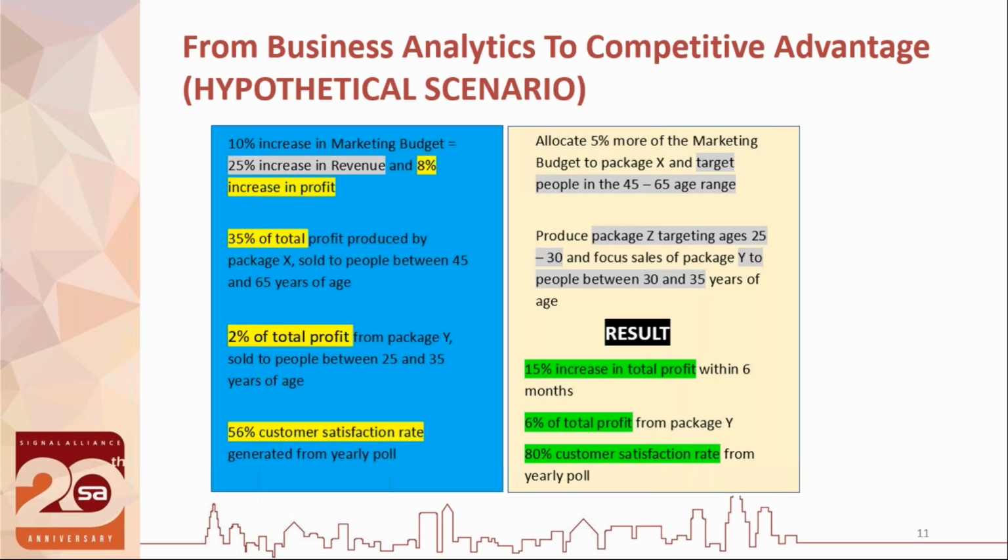That also produced better results for package Y because we're able to grow its percentage profits from 2 to 6%. We also got an added bonus from doing all of these things. Our customer satisfaction rating increased from 56 to 80%, probably because we had begun to offer products or services to the people who actually need them, rather than to everybody.